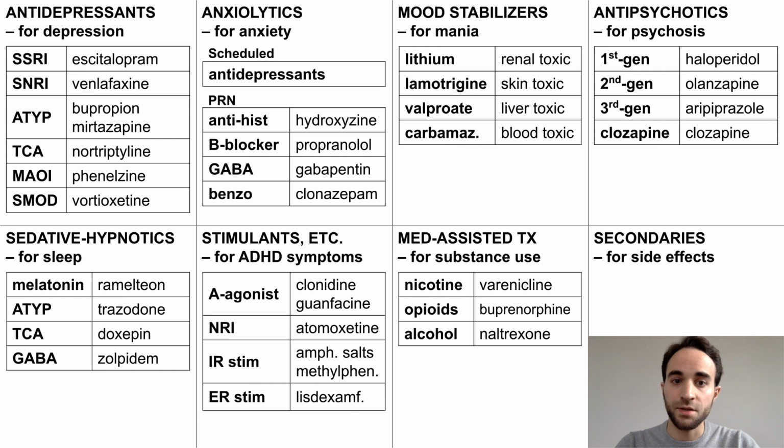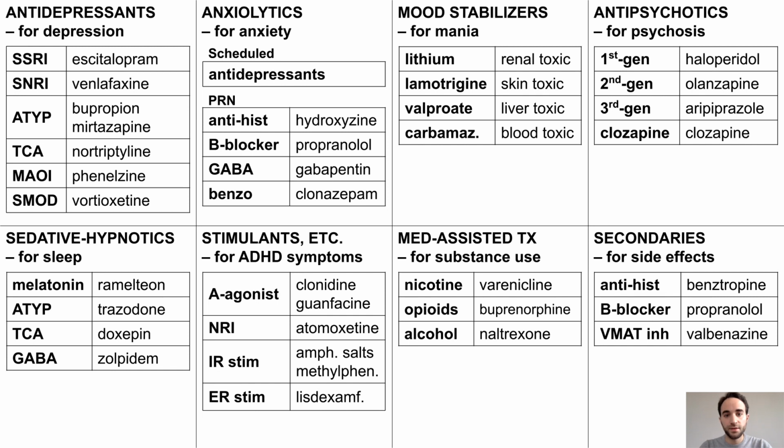Next are medications used as medication-assisted treatment for substance use disorders. These usually exert their therapeutic effects by agonizing or antagonizing receptors that substances of abuse typically bind to, such as nicotine and opioid receptors. Finally, we have the secondaries, including benztropine and propranolol for extrapyramidal side effects of antipsychotics, and VMAT inhibitors such as valbenazine for treatment of tardive dyskinesia, another potential long-term side effect of antipsychotics.